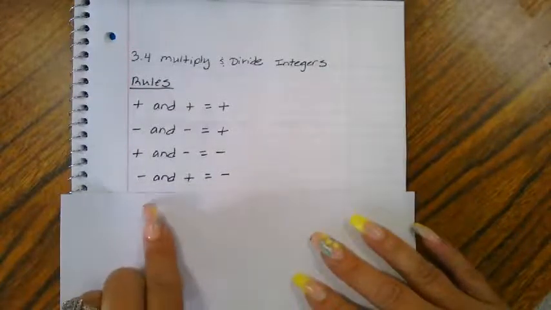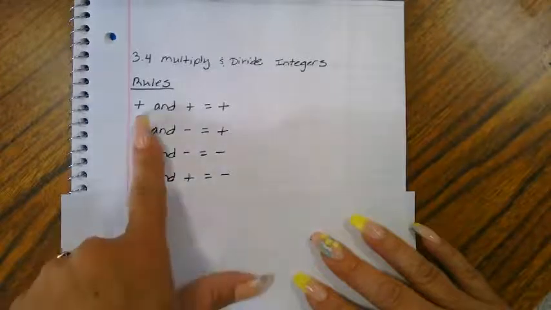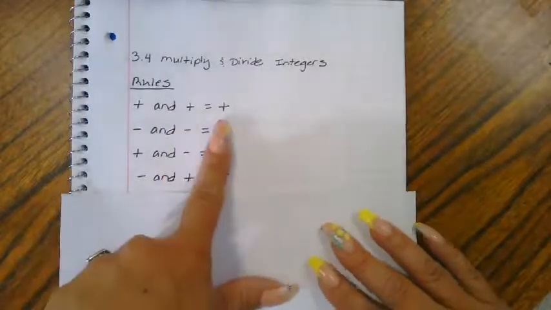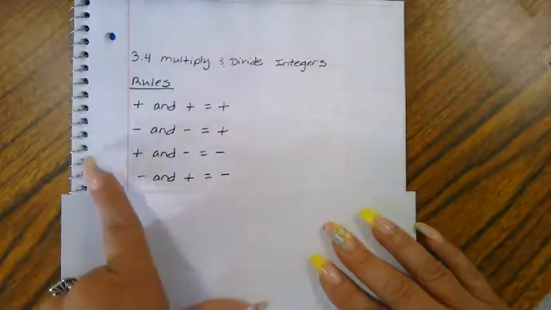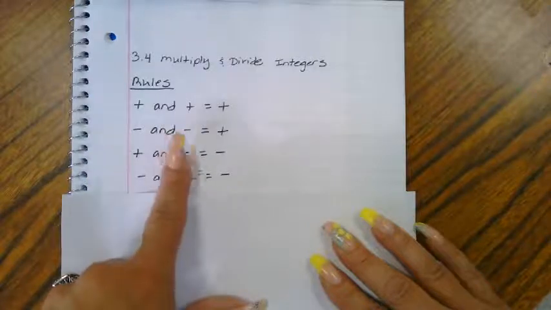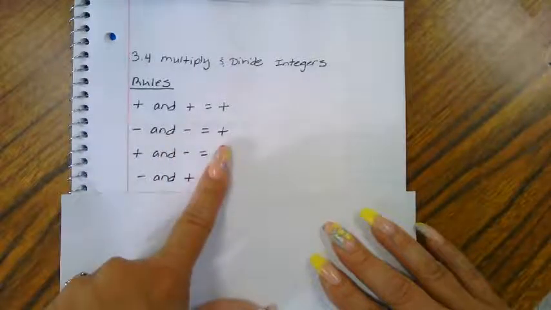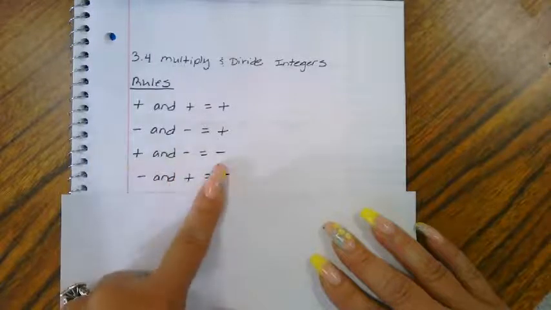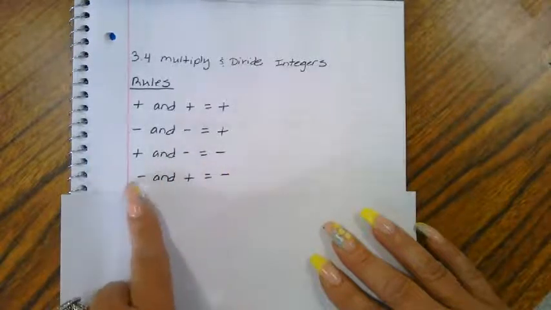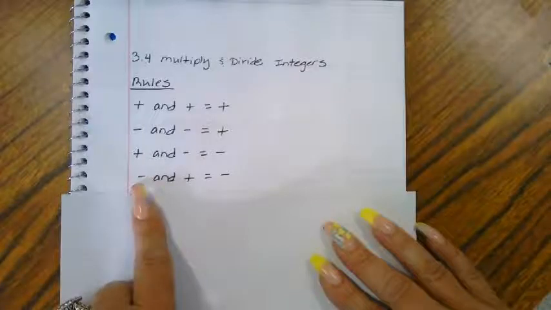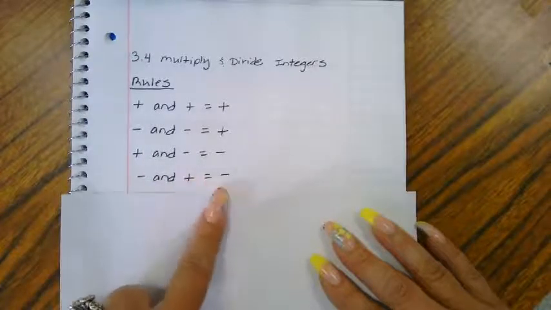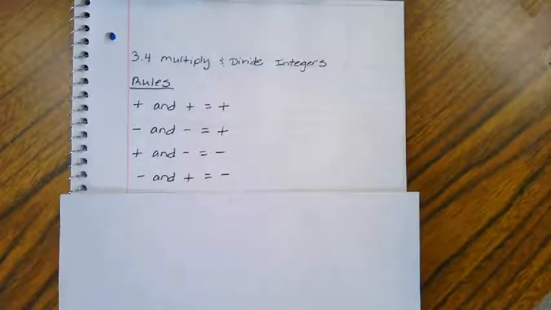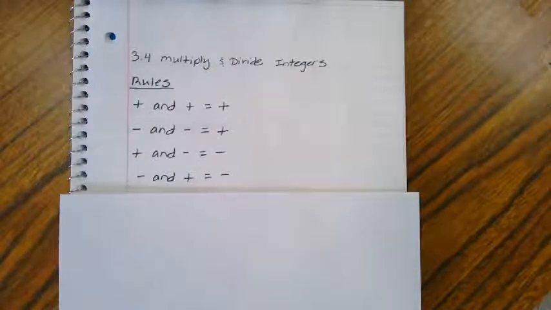So as you see here, if I'm multiplying or dividing a positive and a positive number, my answer will be positive. If I'm multiplying or dividing a negative and a negative, I will get a positive answer. If we're multiplying or dividing a positive and a negative, I'm going to get a negative. And if I reverse that and I'm multiplying or dividing a negative and a positive, I'm going to get a negative.